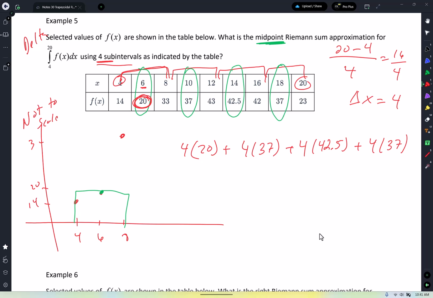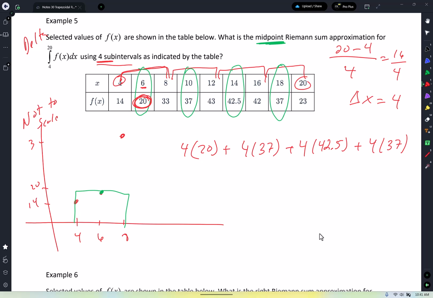How do you determine what's the height? They told me middle. They told me midpoint. So what's in the middle between 4 and 8? 6. What's in the middle between 8 and 12? 10. What's in the middle between 12 and 16? 14. What's in the middle between 16 and 20? 18. And you're using the y value for the height of that rectangle. Does that make sense, guys?